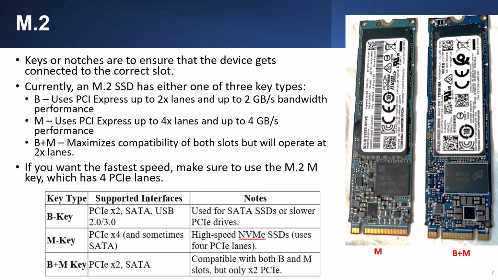Keys or notches are to ensure that the device gets connected to the correct slot. Currently, an M2 SSD has one of three key types. B uses PCI Express up to 2x lanes and up to 2 GB per second bandwidth performance. M uses PCI Express up to 4x lanes and up to 4 GB per second performance. B plus M maximizes compatibility at both slots, but will only operate at 2x lanes. The more lanes a PCI Express slot uses, the more bandwidth you have. If you want the fastest speed, make sure to use the M2 M key, which has 4x PCI lanes.